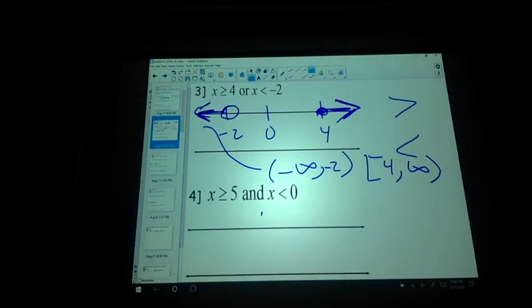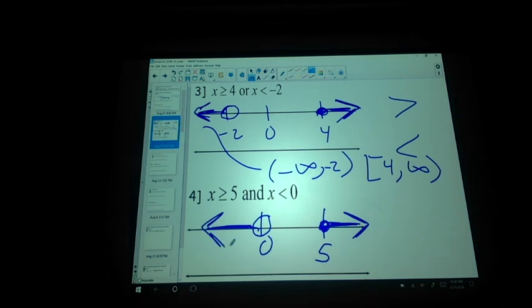So this looks like an and statement. They're claiming this is an and statement. What do we see as a problem? It doesn't work. Yeah, it's not going to overlap. What do you think? No real solution. So it's the empty set. Would use that brackets for that.